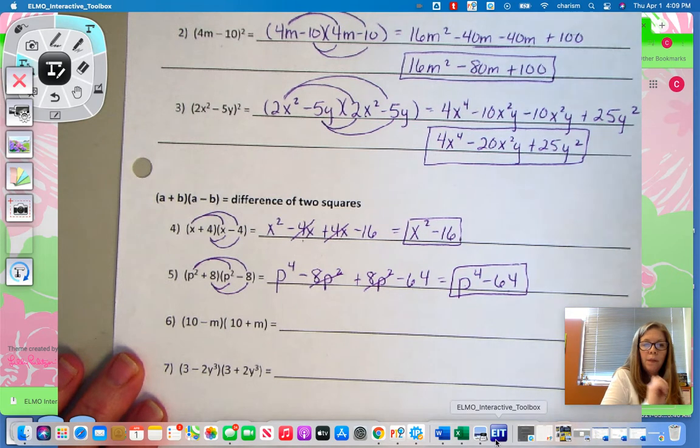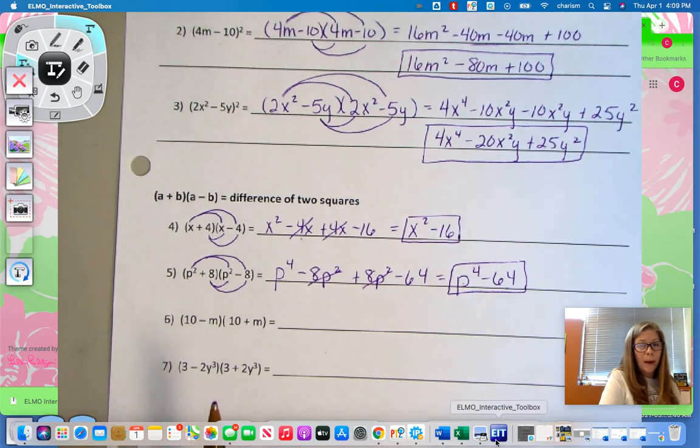All right, pause me and try number 6. And don't be afraid of it because it looks backwards to you. It's not backwards. It's just the variables in a different spot, but you can do it. Pause me.